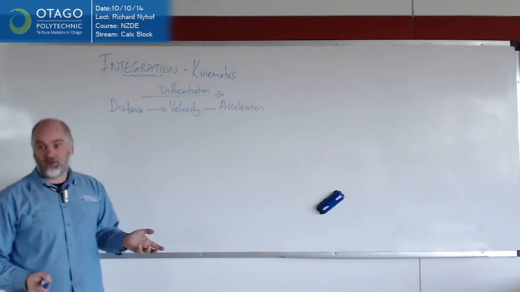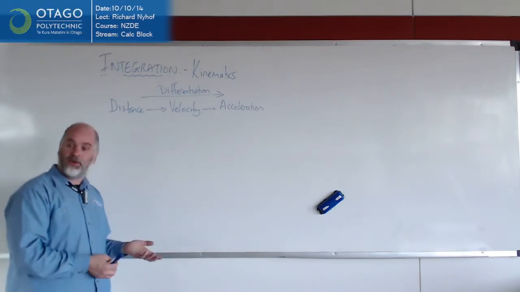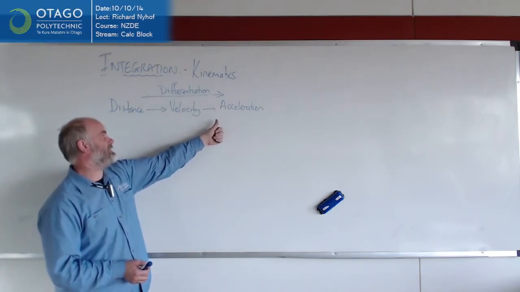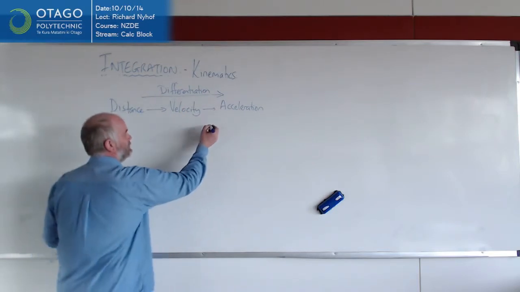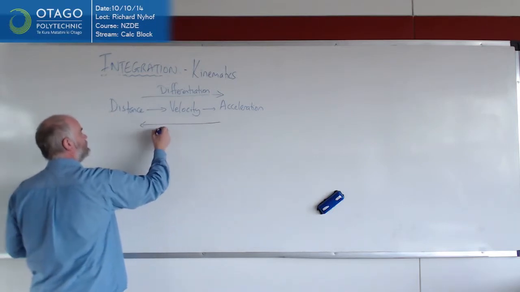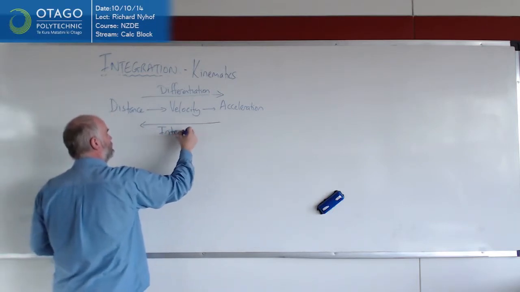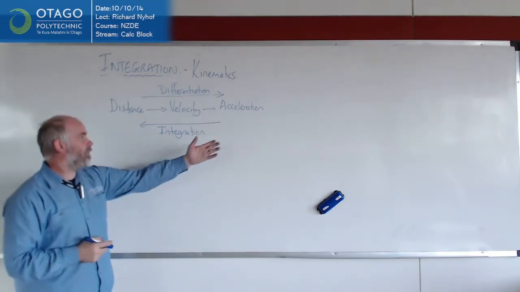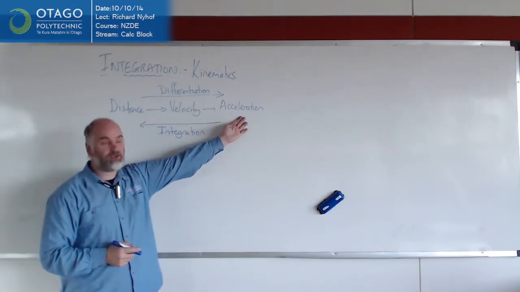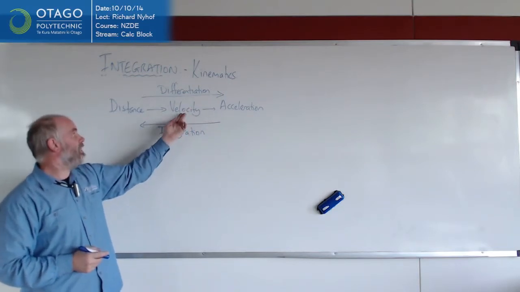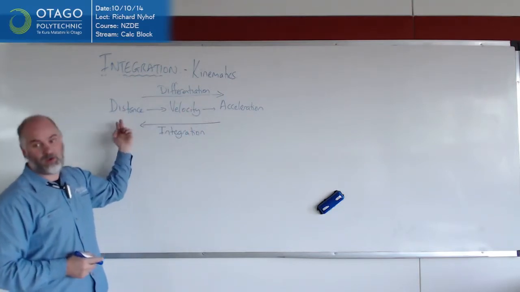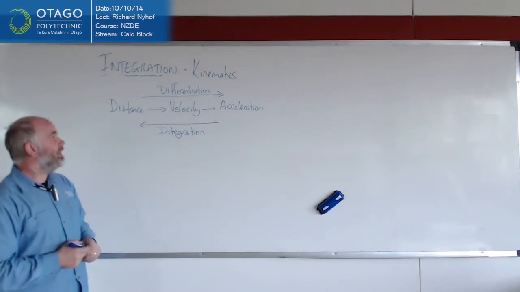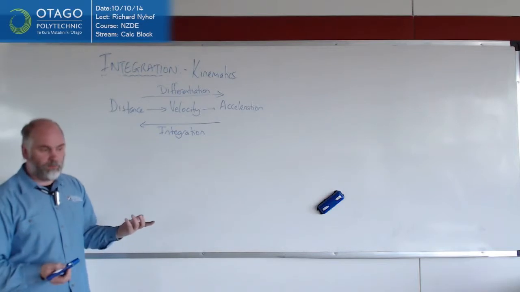Now, I've been telling you that integration is just undoing differentiation. So if going that way is differentiation, then it makes sense that coming back this way is integration. If we know something about acceleration, we can work out the velocity, and if we know something about the velocity, we can work out the distance simply by integrating. Okay, let's do an example.